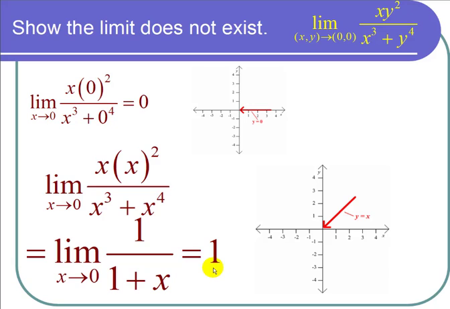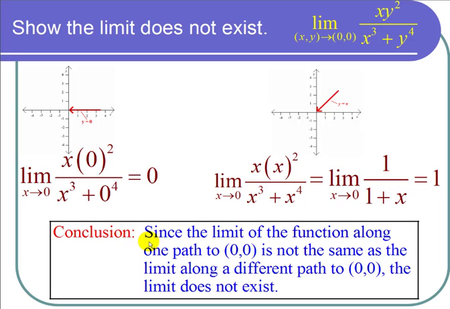The important thing to note here is that these two limits along paths that both go to the origin approach different numbers. 0 is certainly not equal to 1. So I can state my conclusion and say that since the limit of the function along one path, this path y equals 0, to the origin is not the same as the limit along a different path, this path y equals x, to the origin. Therefore, the limit does not exist. And I'm done with the problem.